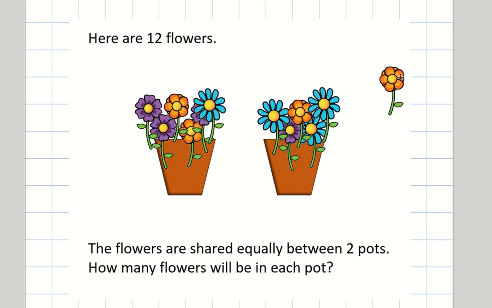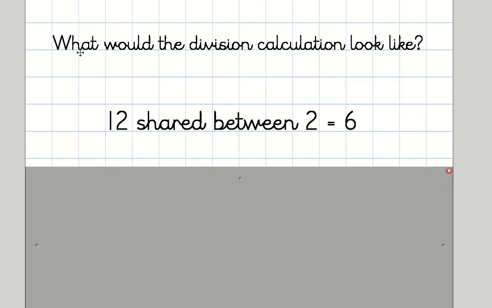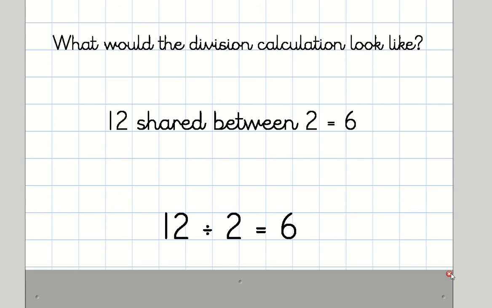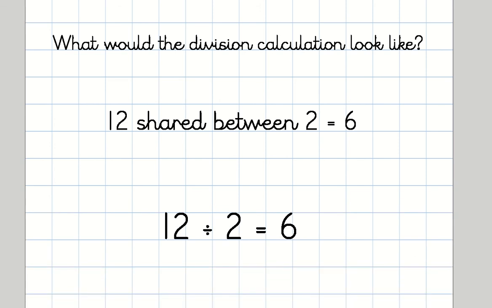Here we go. So we've shared 12 flowers equally between 2 pots, and there's 1, 2, 3, 4, 5, 6 flowers in each pot. So what would the division calculation look like? We've shared 12 between 2 and we've got 6. Therefore 12 divided by 2 equals 6.